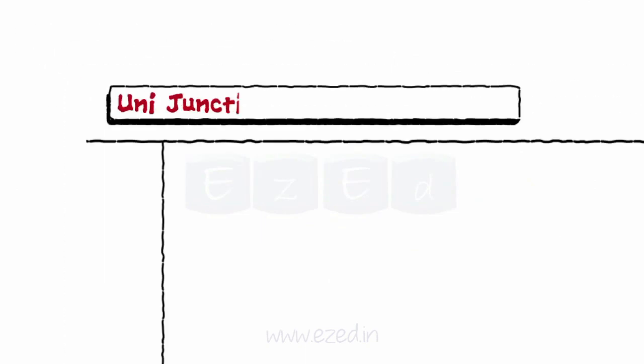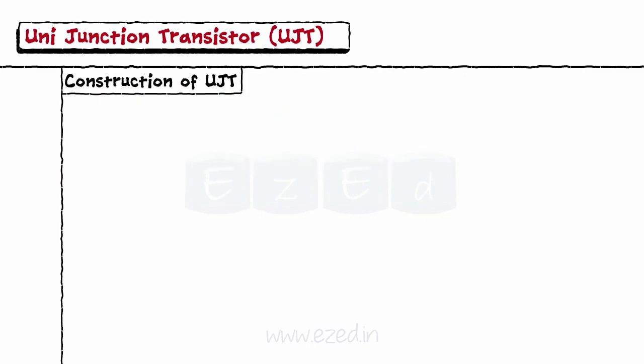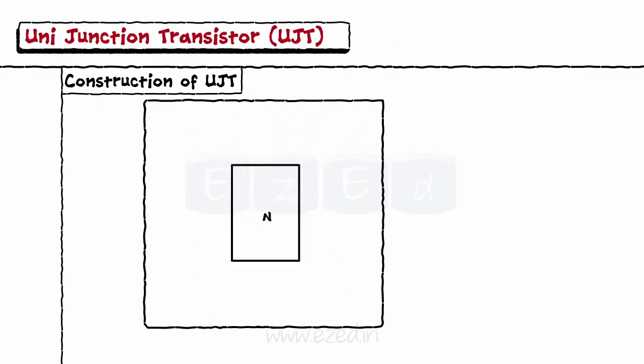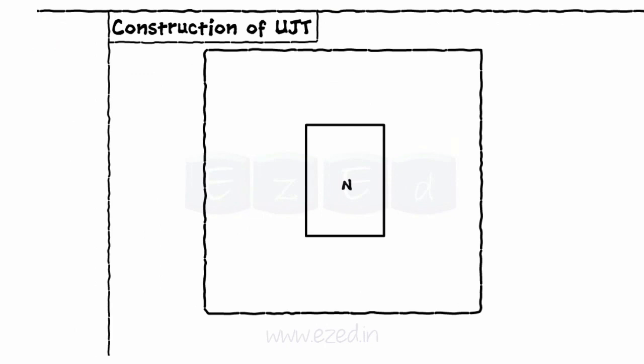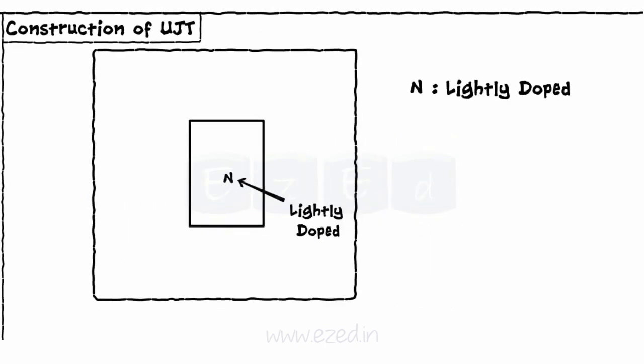The last thyristor which we will study is the Uni Junction Transistor. Let's see the construction of the UJT. It is a semiconductor device having only one layer of PN junction. In UJT, the silicon slice is lightly doped with the N-type semiconductor and the two contacts are taken out from this region as the base 1 and the base 2.